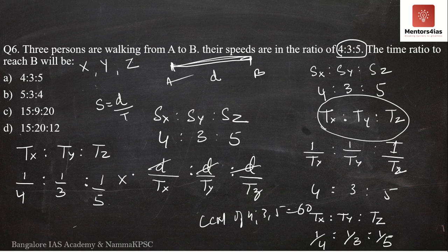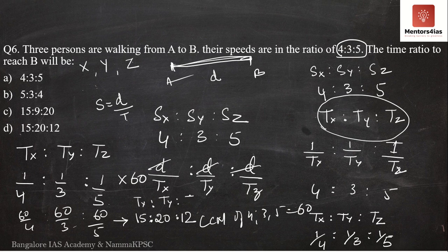What we will do is multiply the entire thing by 60. When we multiply 1 by 4 by 60, we get 60 by 4 is to 60 by 3 is to 60 by 5. 60 by 4 is 15, since 15 4s are 60. 60 by 3 is 20, since 3 20s are 60. And 60 by 5 is 12, since 5 12s are 60.